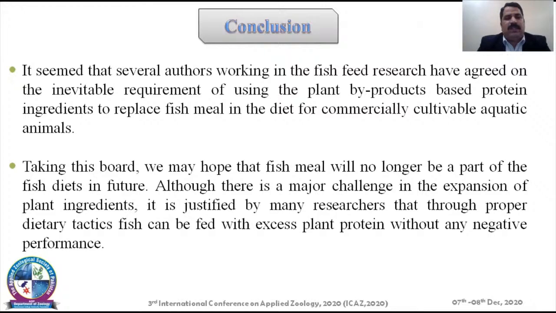So, taking this forward, we may hope that fish meal will no longer be a part of fish diets in future. Although there is a major challenge in the expansion of plant ingredients, many researchers justify that through proper dietary tactics, fish can be fed with excess plant protein without any negative performance.